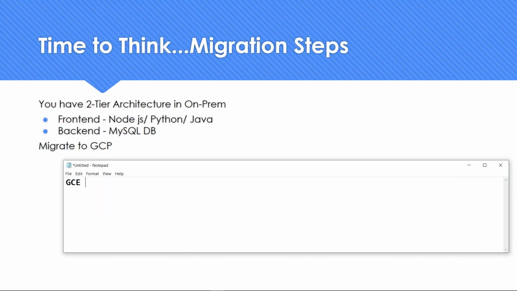So GCE for your front end and GCE again for your back end. One product fulfilling everything. So here I am going to provision my MySQL instance. Here I'll install... it's not a real migration, but what I do is I recreate the entire environment, install Node or whatever it is, Python, get the code, deploy it.